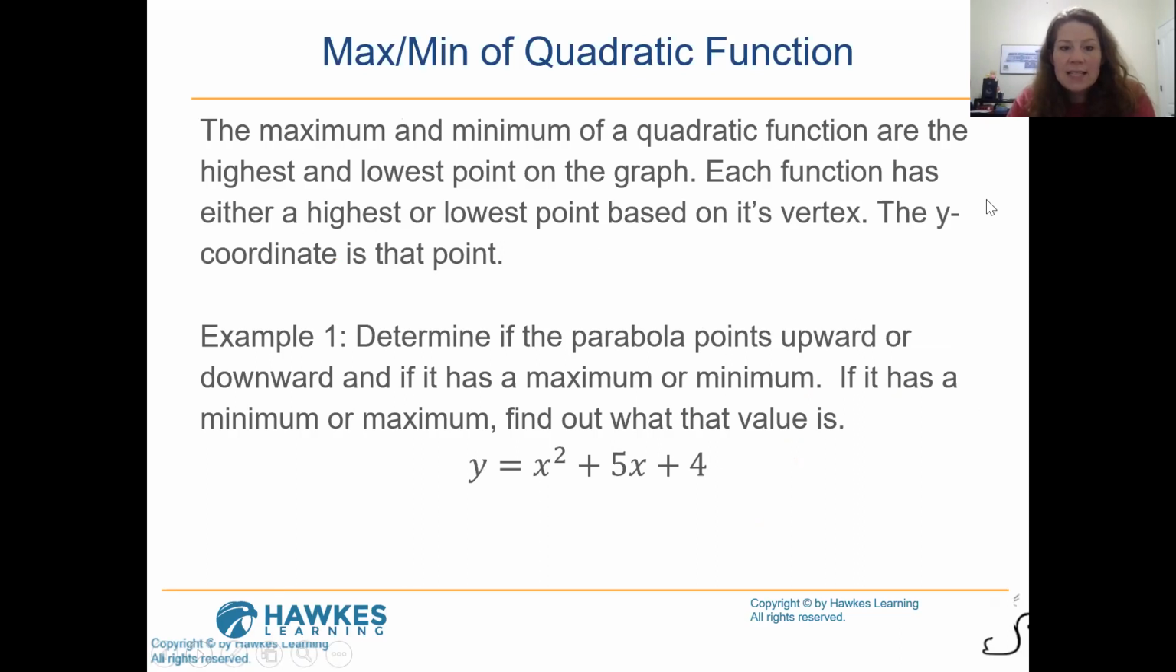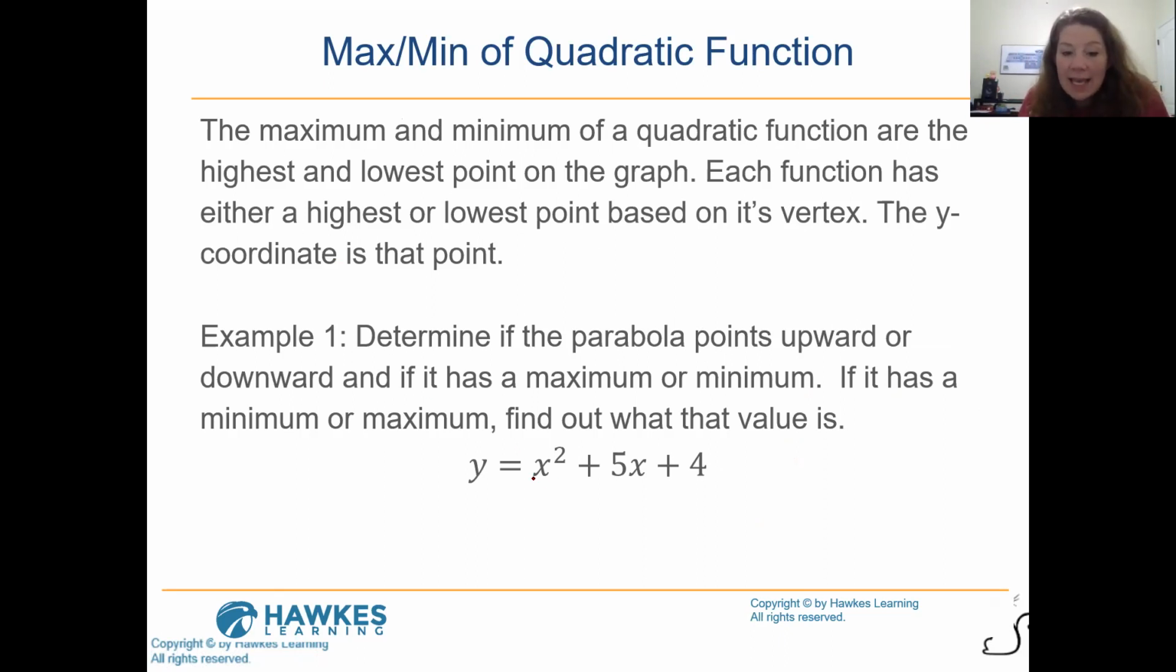All right, so it says the maximum and minimum of a quadratic function are the highest and lowest point on the graph. Each function has either a highest or lowest point based on its vertex. The y-coordinate is that point. So example 1, determine if the parabola points upward or downward and if it has a maximum or minimum. If it has a minimum or maximum, find out what that value is.